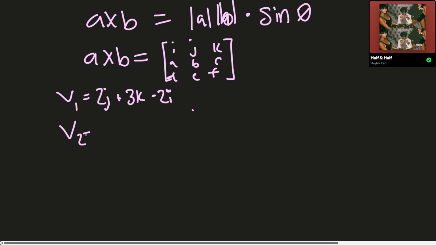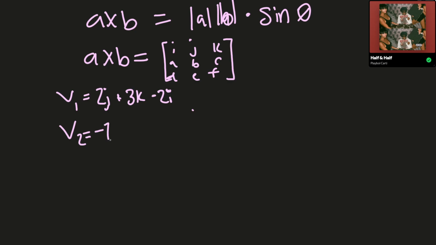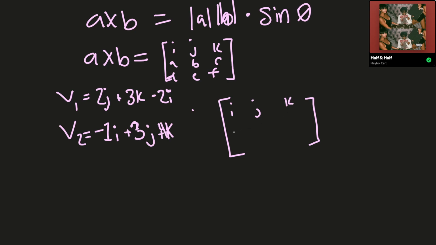v2 equals -1i plus 3j plus 4k. So what we can do now is plug in our values of a and b. So i, j, and k will always be there. Now we have negative 2, 3, 2, and then negative 1, 3, and 4.